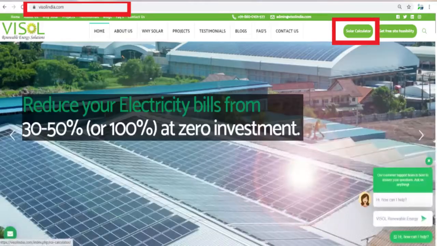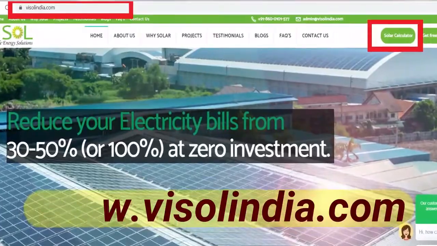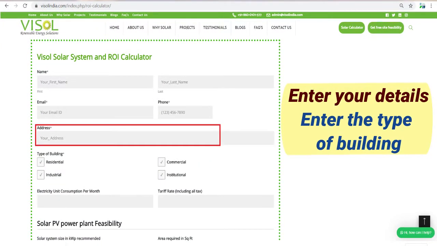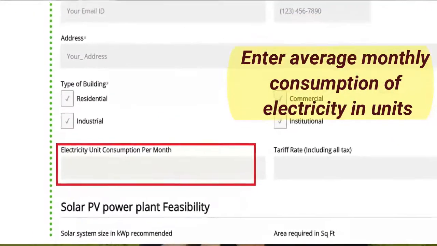Just log in to www.visolindia.com and click on the solar calculator on the top right. Enter your details and enter the type of building. Enter your average monthly consumption of electricity in number of units.